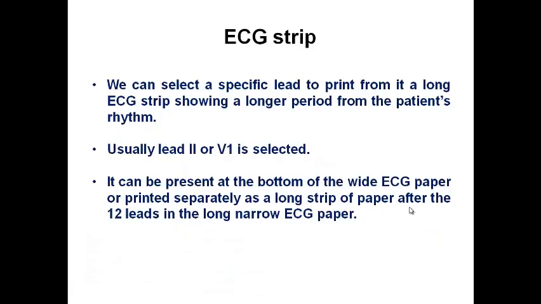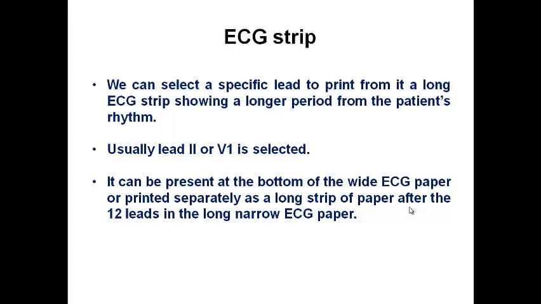There is something called ECG strips that we need to know, of course, that we select a specific lead to print a long ECG strip from it. If I am going to assess the rhythm of the heart, if there is some rhythm abnormality in the patient, I need to have a long strip in which I can study the P waves and the complex and the relationship in order to know if the patient has normal rhythm or not. Usually we select lead 2 or V1 because in lead 2 and V1 we can see the complex clearly, and also we can see the P wave clearly because they are the most clear leads to identify the P wave.